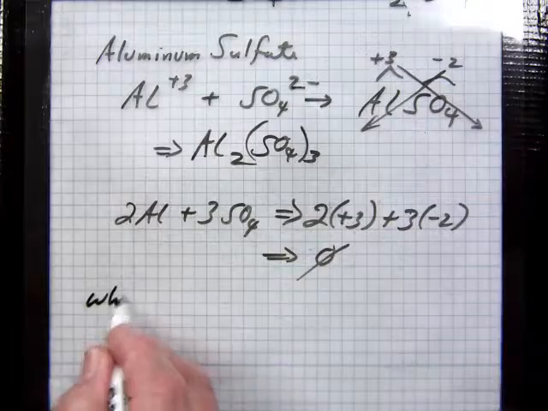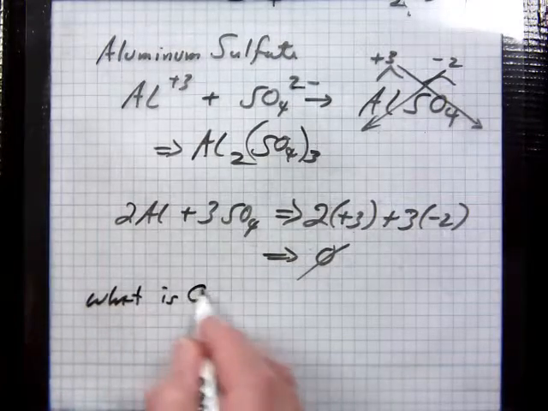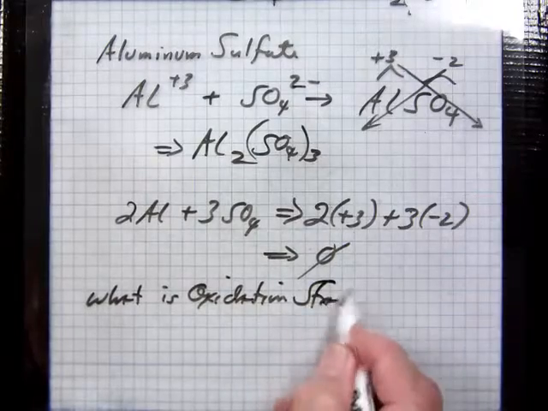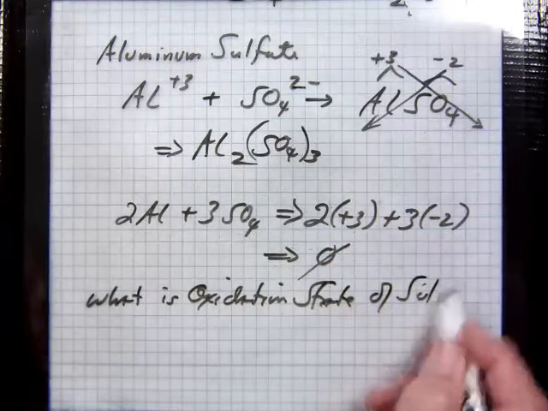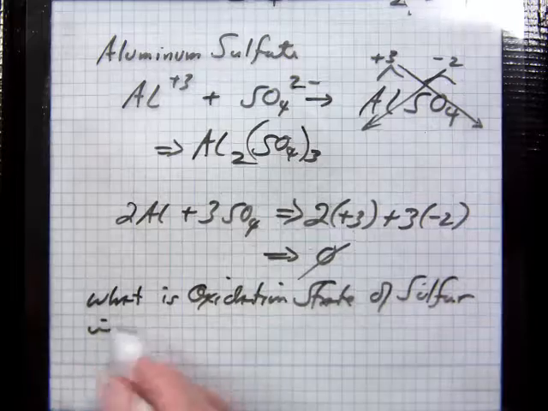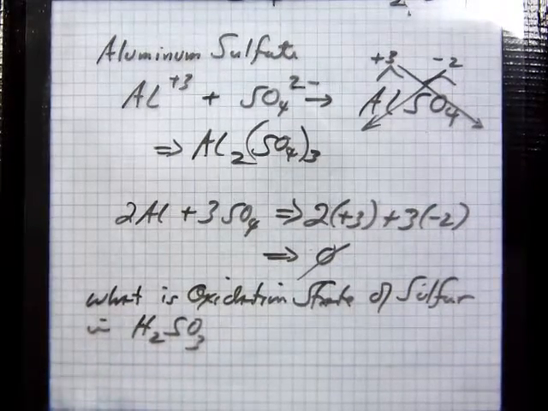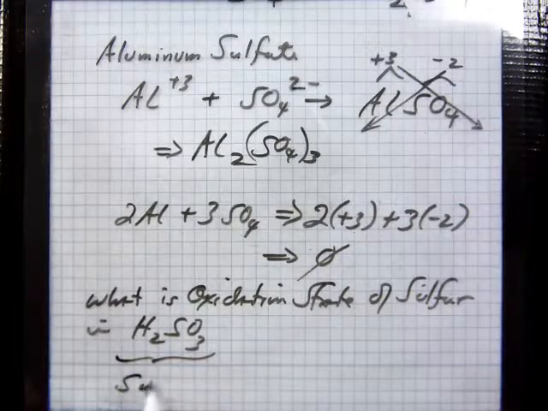What is the oxidation state of sulfur in H2SO3? That's sulfurous acid. We'll learn about nomenclature next time.